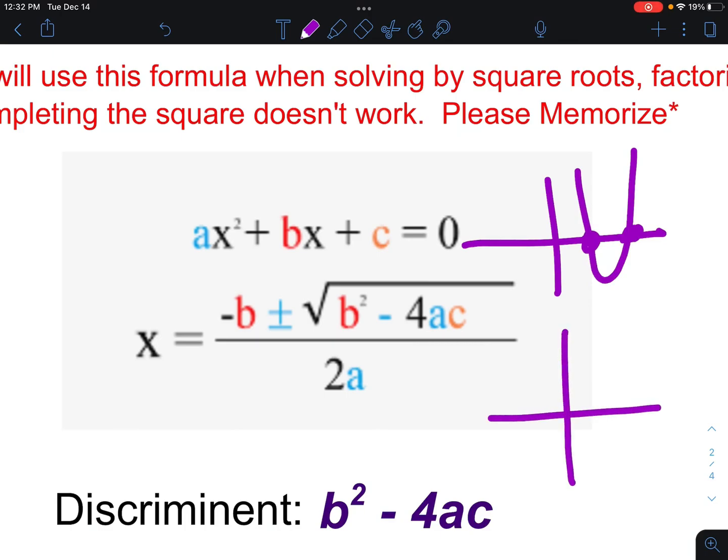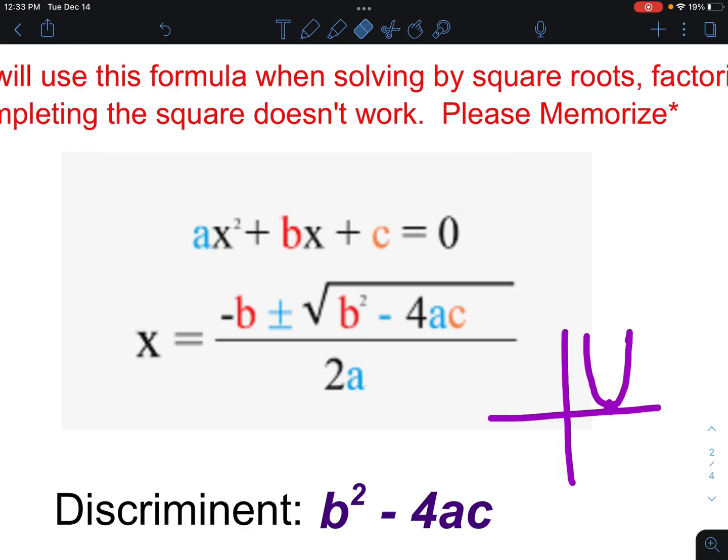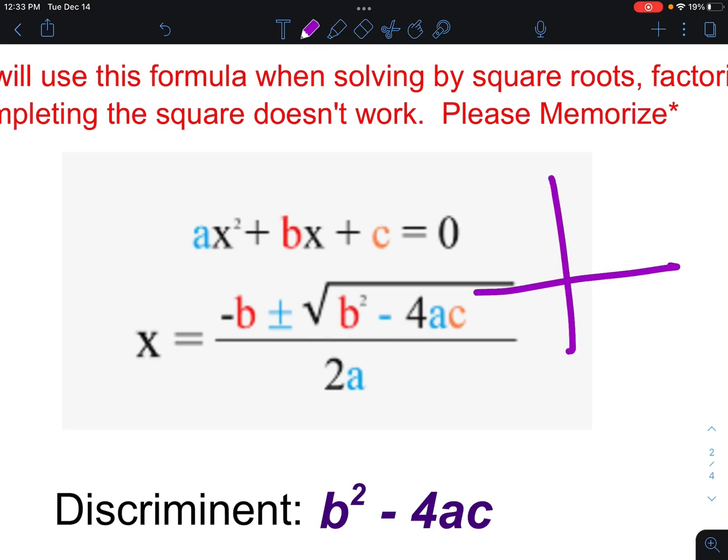We have one solution where the vertex is right on the x-axis, or we have no solution where the graph does not cross the x-axis at all. So we either have 0, 1, or 2 solutions, all right? And as we found out at the beginning of this unit, if we're taking square roots of negative numbers, we have real solutions and non-real solutions. So this guy right here has 0 real solutions, but we'll have 2 non-real solutions.